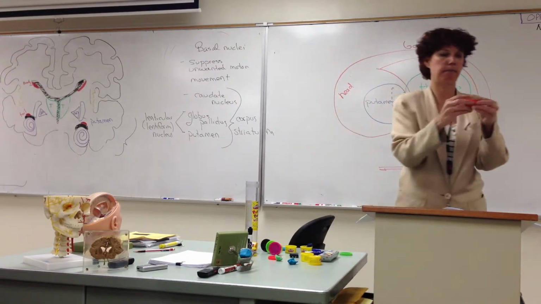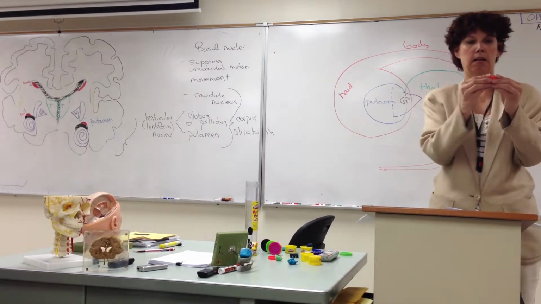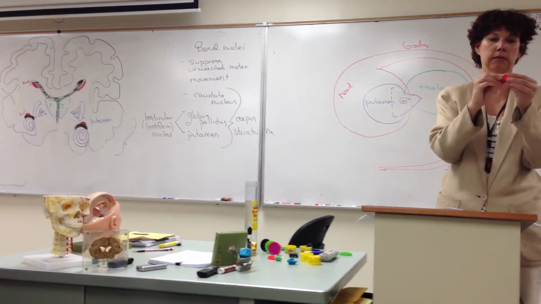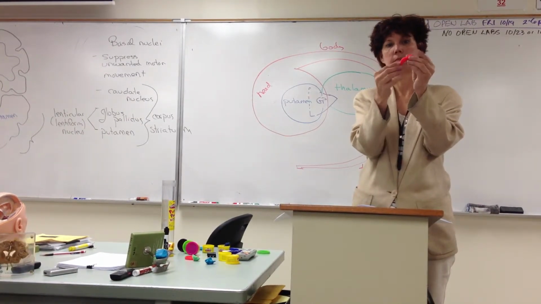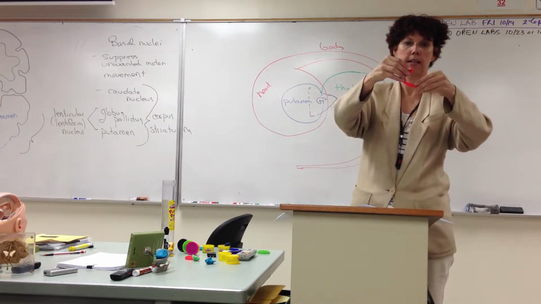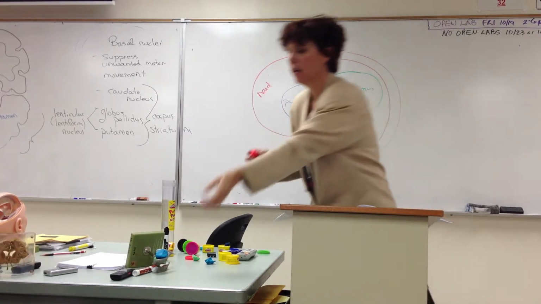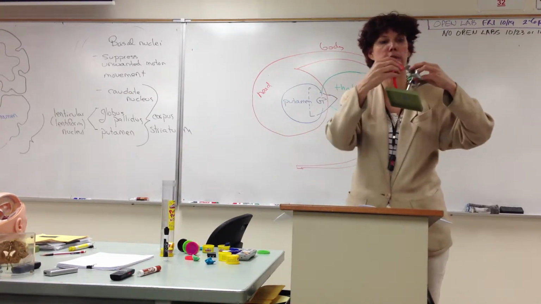So the head is big and round like a developing frog. And then I'm going to make the tail. This is the caudate, all right? I'm going to put it on this side first before I put it on the other side.